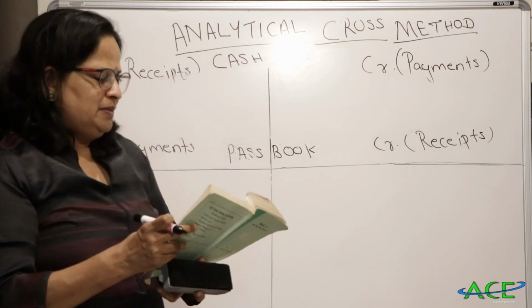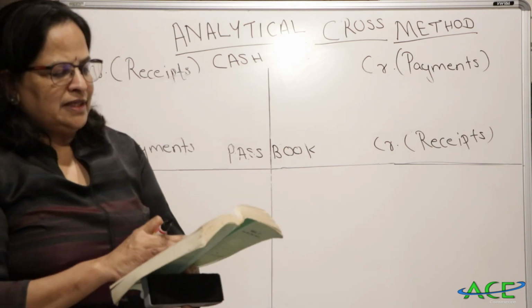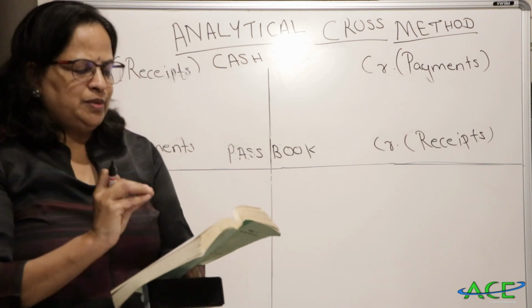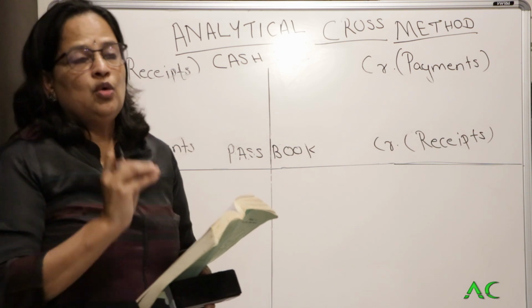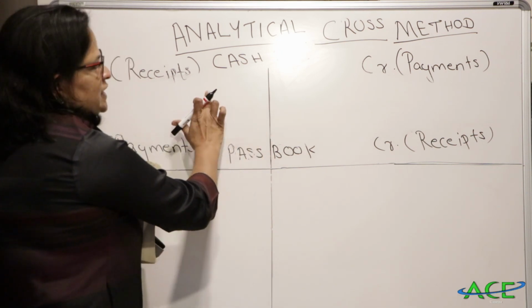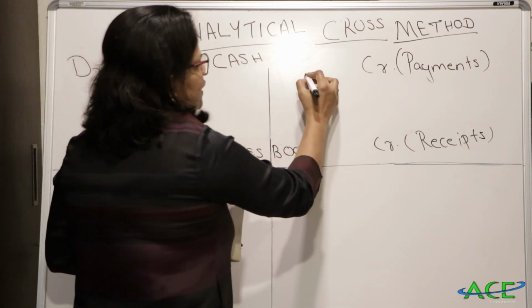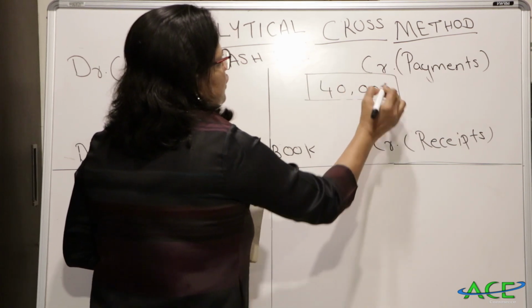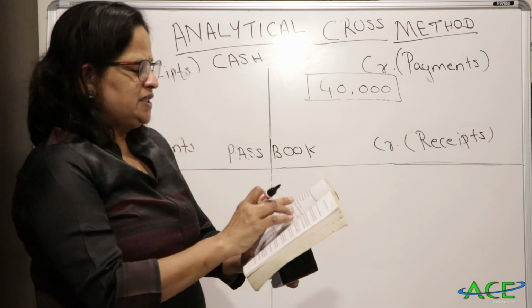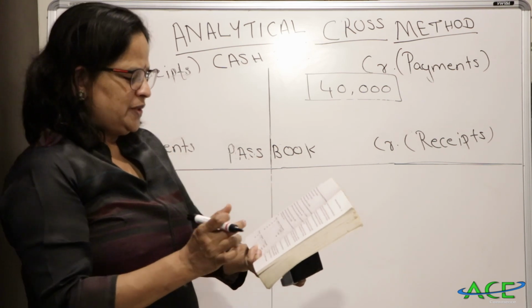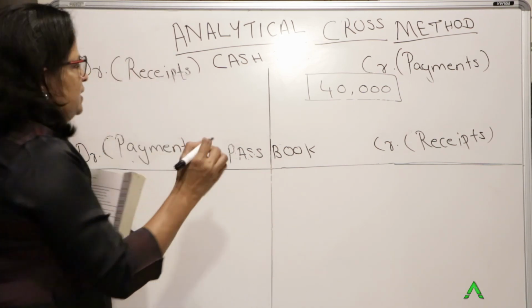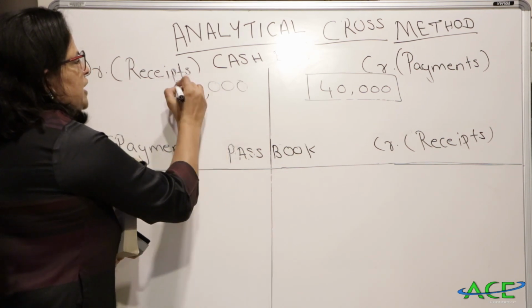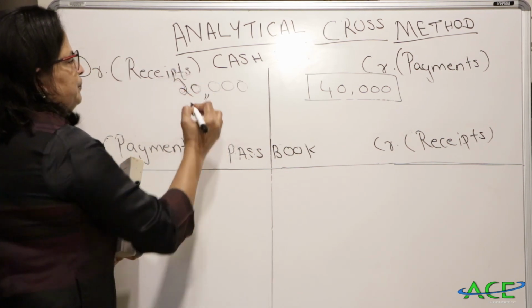The first problem is to prepare the bank reconciliation statement. First, bank overdraft as per cash book is 40,000. The cash book balance is always here, but this is an overdraft, so we write 40,000 here. The second one is a bill discounted dishonored, 20,000. The bill was sent to the bank for collection, but it is dishonored, so you write 20,000 here.